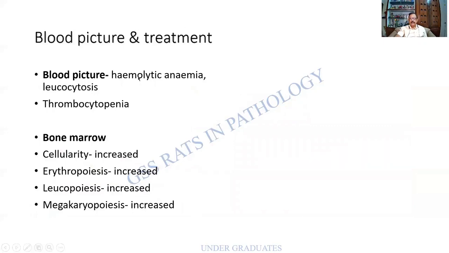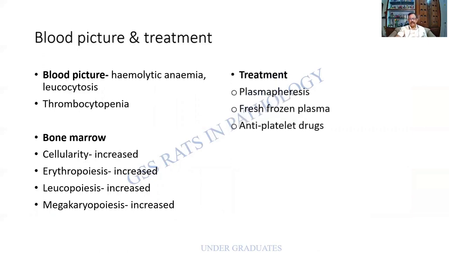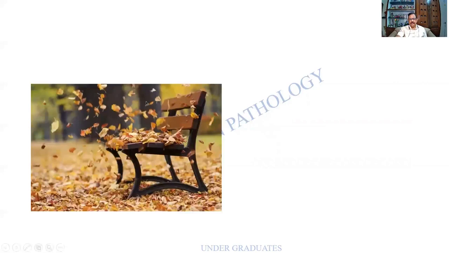The blood picture is, as I told you earlier, there is a hemolytic anemia, there can be thrombocytopenia. Bone marrow cellularity is increased, erythropoiesis, everything is increased. So no difficulty at all. Megakaryopoiesis is also increased because there is no platelet in the peripheral blood. And the treatment is you have to give plasma rich in platelets, fresh frozen plasma, and antiplatelet drugs. Sometimes because there can be antibodies to it. So this is what we see.